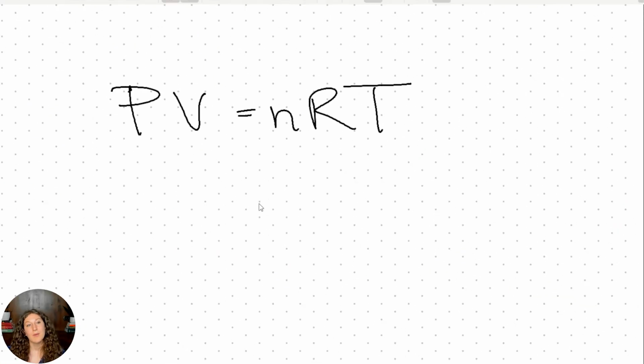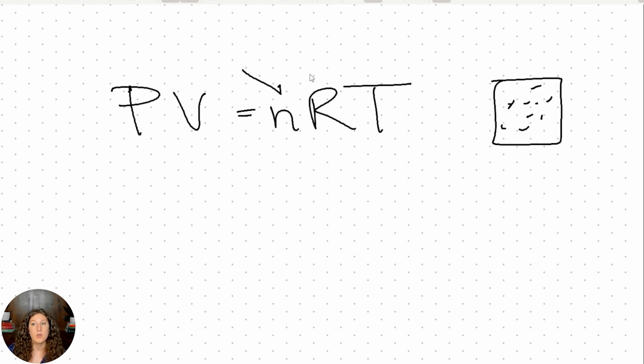Okay, so now I want you to imagine that we have a set amount of gas. So we have a constant amount of moles of gas. It's in a sealed container, right? This is just all full of gas molecules. And so our R is also going to be constant.